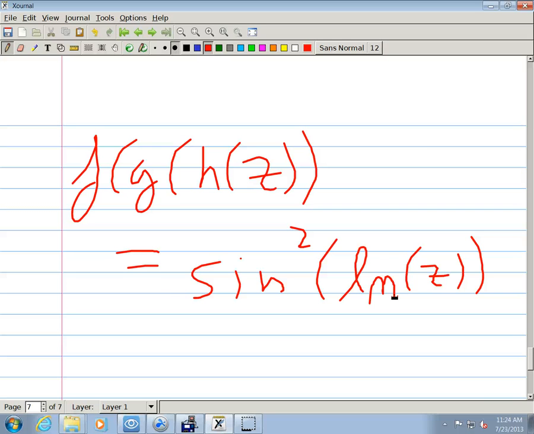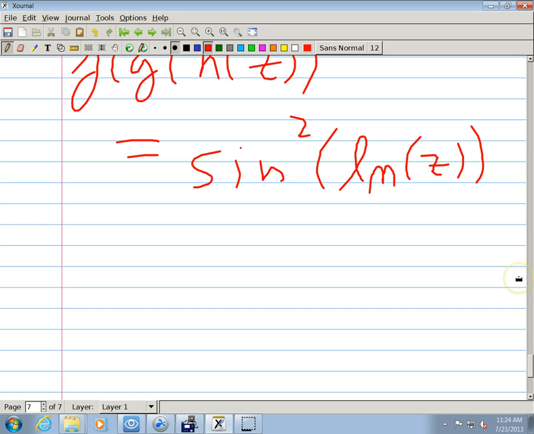Sine times sine? I guess you could think of it that way. But be careful, because if you do f is sine and g is sine, f of g is not sine squared. It would be sine of sine. That's different. I would say that g is sine and f is squaring it.